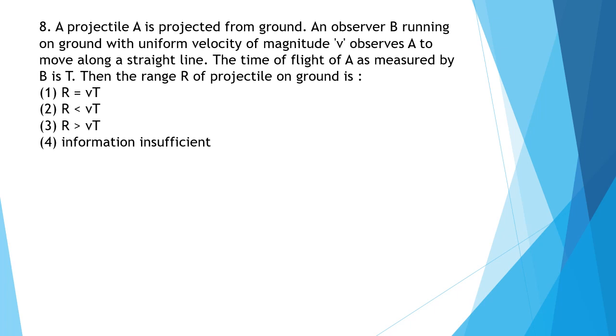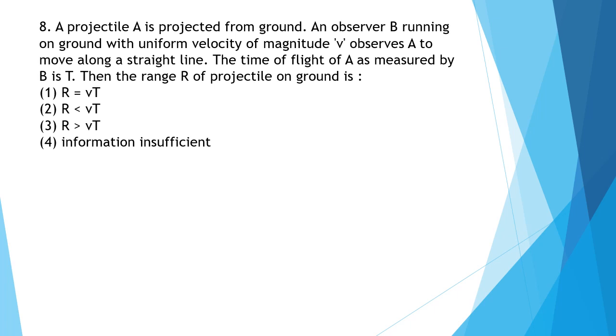Question 8. A projectile A is projected from ground. An observer B running on ground with uniform velocity of magnitude V observes A to move along a straight line. The time of flight of A as measured by B is t. Then the range R of projectile on ground is.